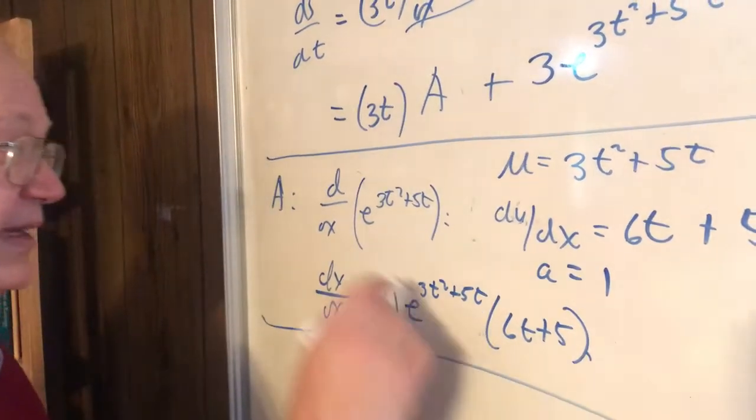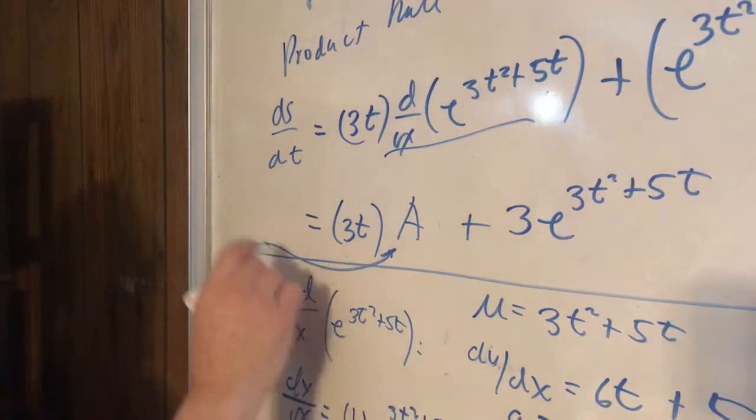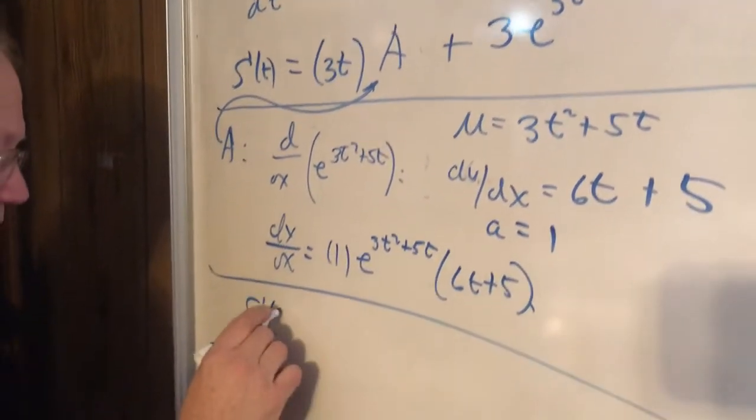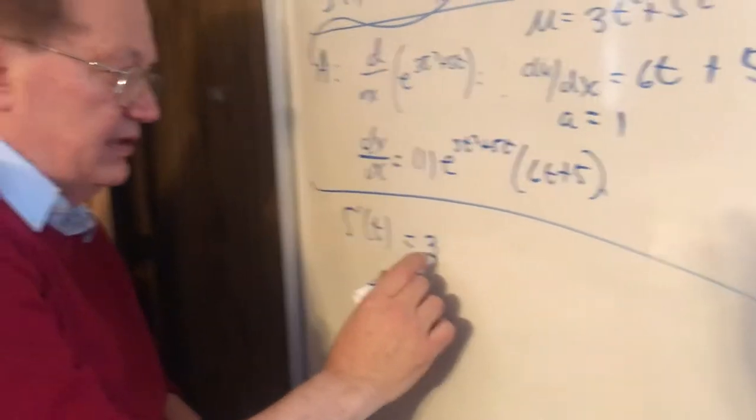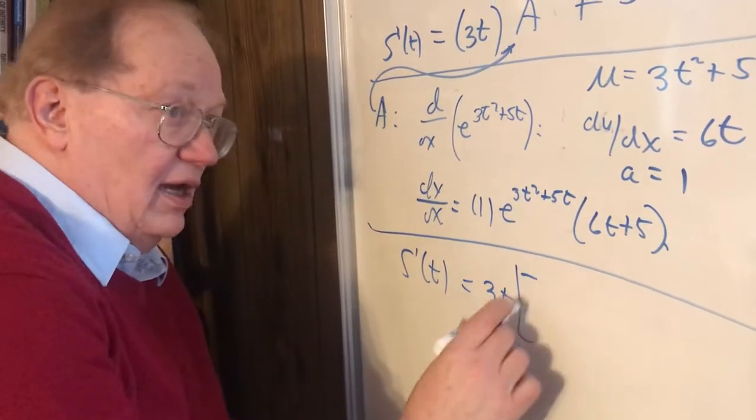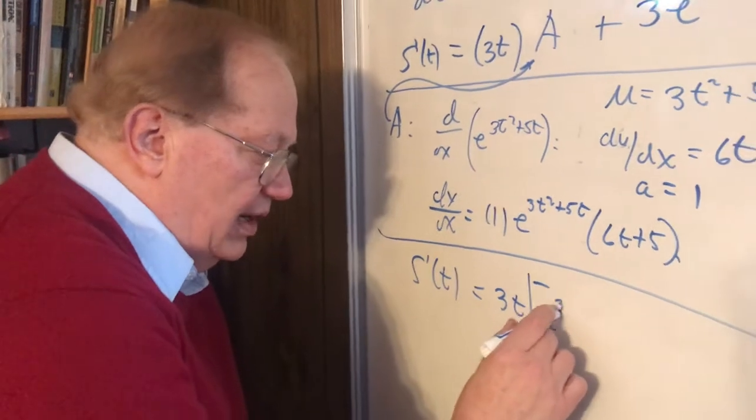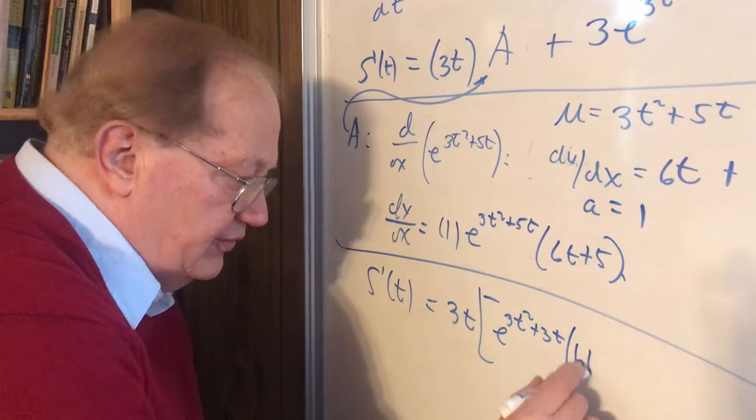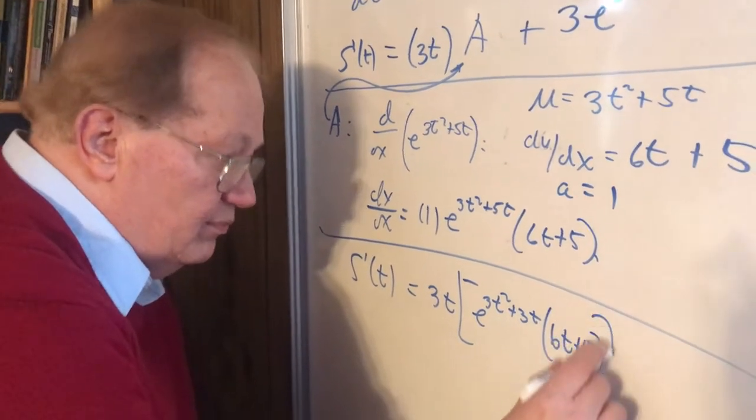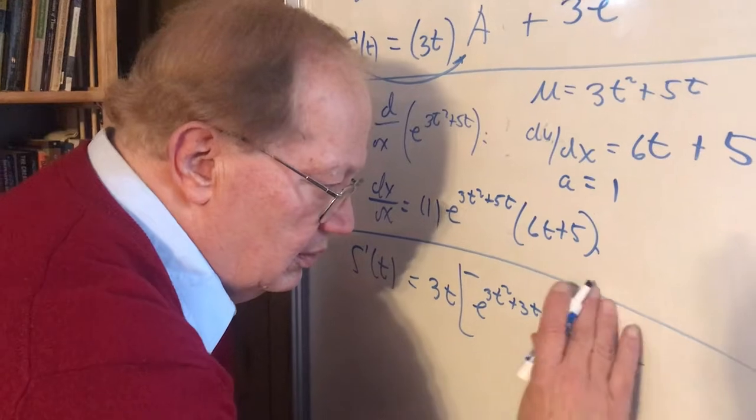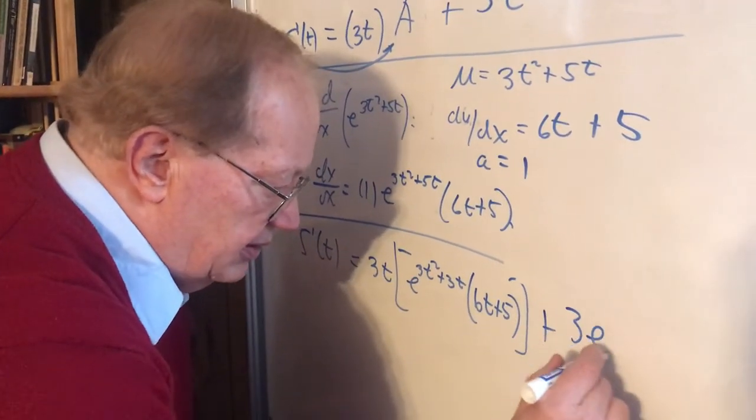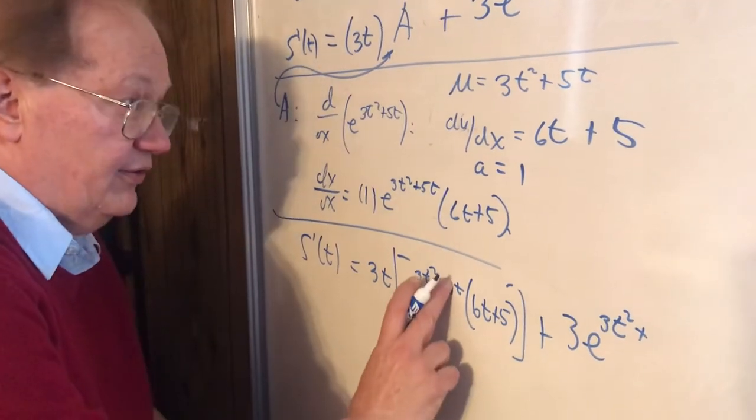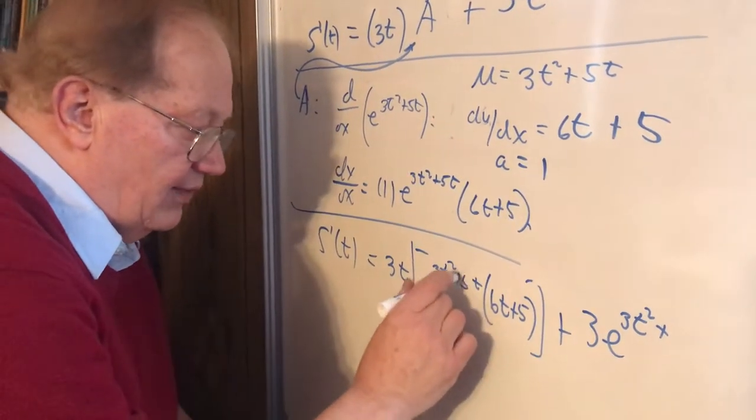I'm going to put this back in here. So S prime of t becomes 3t times e to the 3t squared plus 5t times 6t plus 5, plus 3 e to the 3t squared plus 5t.